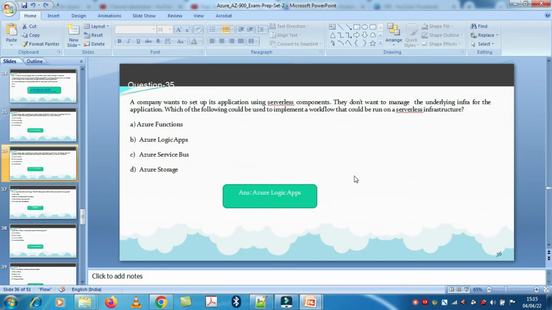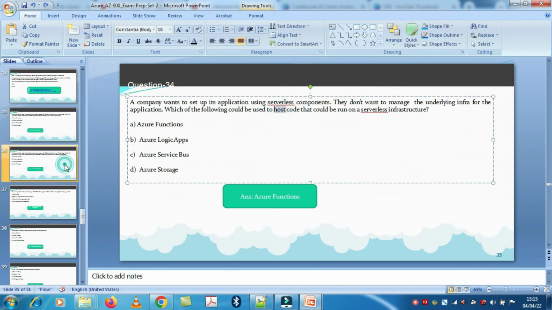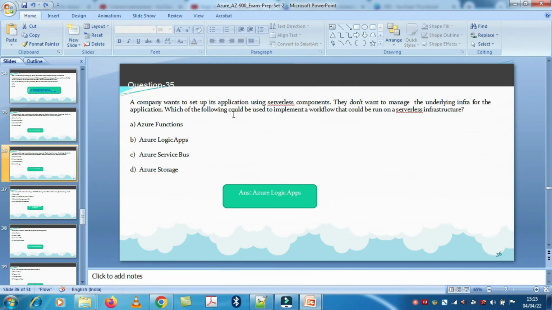So earlier, if you see what the answer was, that is Azure Function. So read this one very carefully. Which of the following could be used to host code that could be run on a serverless infrastructure? That is Azure Function, host code. This part you need to focus on. Now don't get confused. The next question is, which of the following could be used to implement a workflow? So for that we have Azure Logic App.